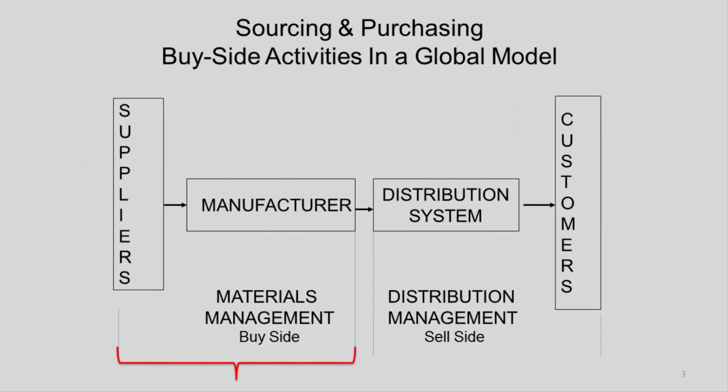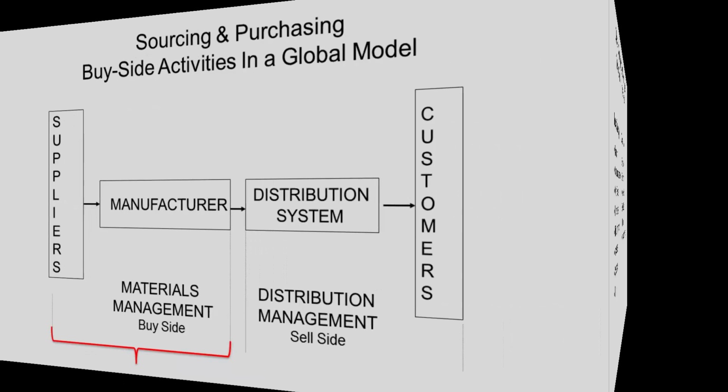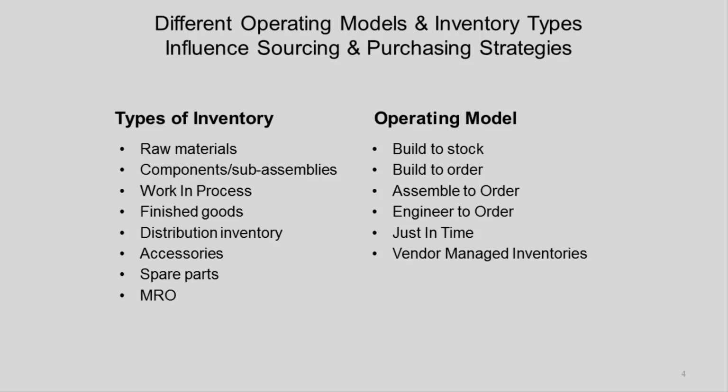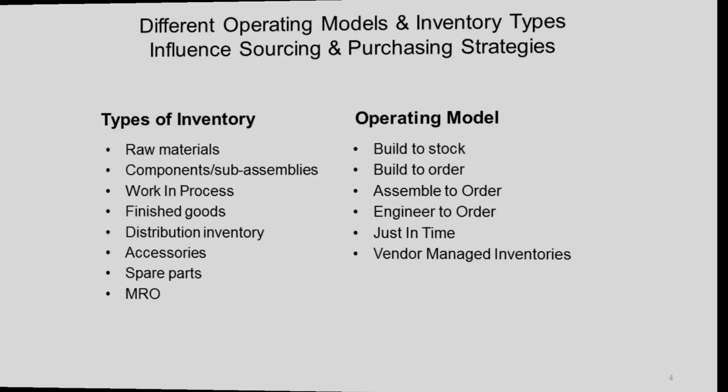Here we are again. We saw this slide before a bunch of times. So just to re-emphasize that we're talking sourcing and purchasing, buy-side activities. We saw this a bunch of times too, just re-establishing, as I so often like to do. Different types of inventories are going to influence our activities. Different operating models are going to influence our activities. We have to determine what business we're in, what types of inventories we're dealing with, what our operating models are, and then we can get from the strategic to the tactical.